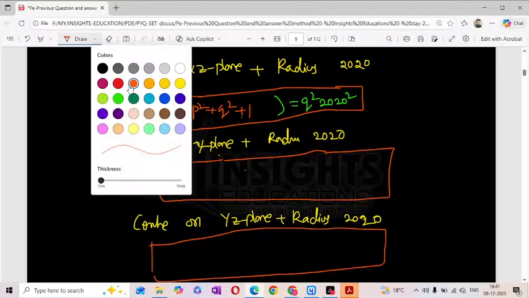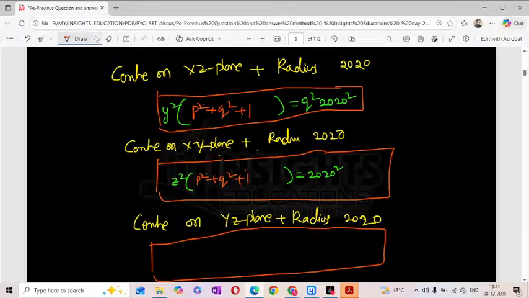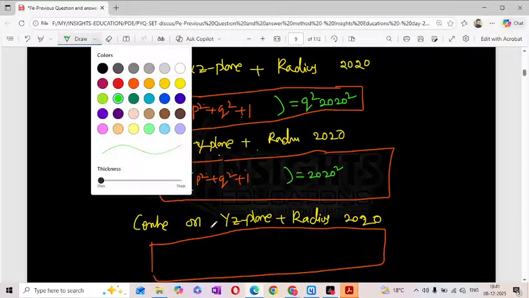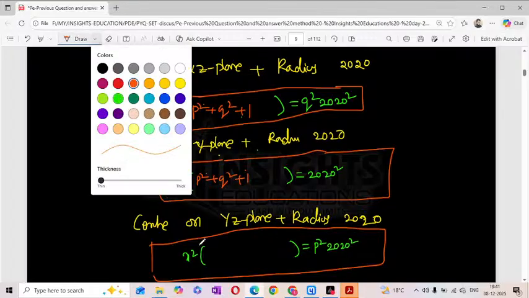Very good. First one is the z square, because xy means without z, so z square of 2020 whole square. Inside, p square plus q square plus 1 is common. And the third one is without x, so x square of p square into 2020 whole square. Inside, p square plus q square plus 1.